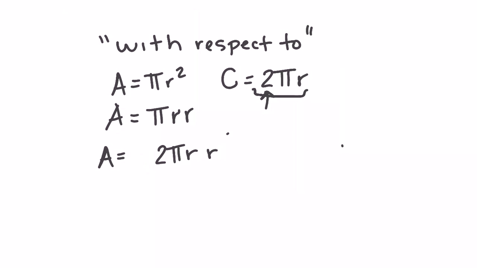But if we're going to put this 2 here, we need to put something to balance it. So I'm also going to put a 1/2. 1/2 times 2 equals 1, so we haven't really changed the equation. And if you look here, we have 2 pi r now. What is 2 pi r? 2 pi r is the circumference. So that means area equals 1/2 times the circumference times r.